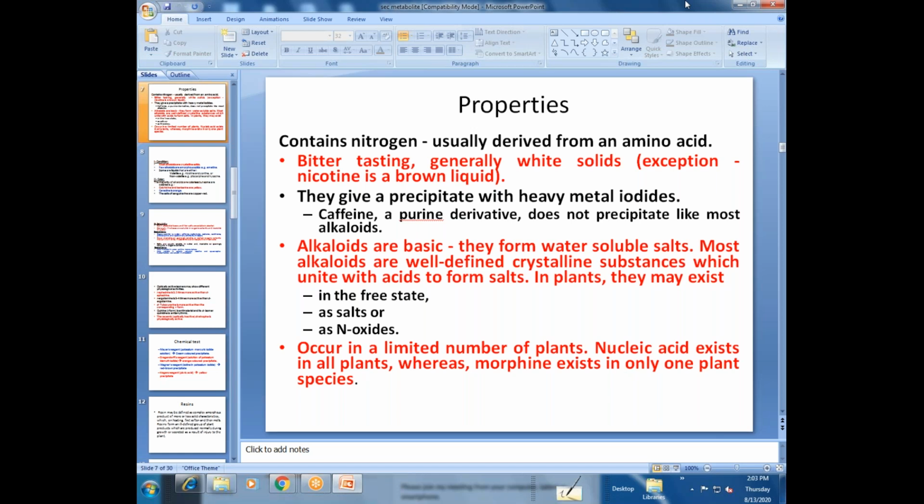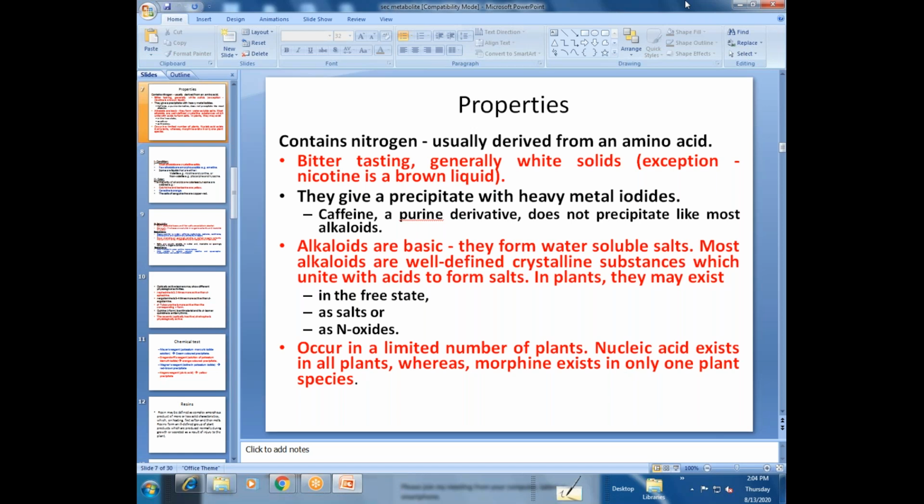So alkaloids don't give any color reaction, they give a precipitation reaction. When you add something to the alkaloids, it should give a precipitation, meaning something should come out of the solution. It is not a change of color that we call a positive test for alkaloids. It gives a precipitate test with heavy metal iodides. They are basic in nature.